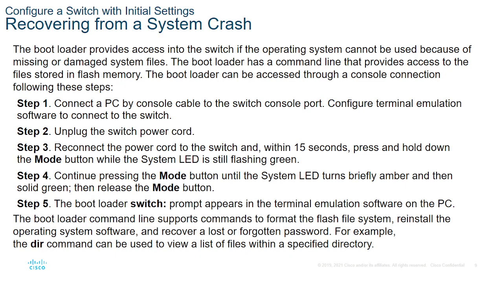The bootloader will then give you a switch prompt which appears in the terminal software on the PC, and the bootloader supports commands that format the flash file system, reinstall the operating system software, and recover any lost or forgotten passwords. For example, the dir command can be used to view the list of files within a specified directory. So whenever recovering from a system crash, you power on the switch, press the mode button for 15 seconds until all the lights light up amber, and immediately it will take you to the switch prompt where you can run all the recovery commands.